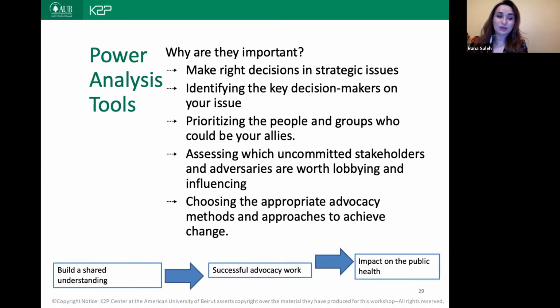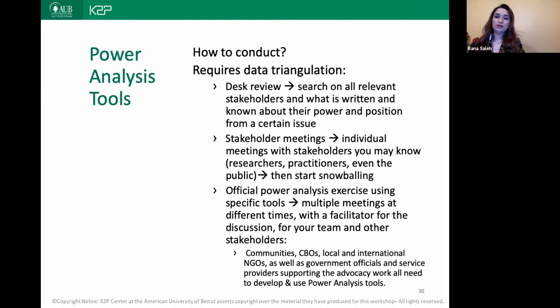And definitely that will build a better understanding, successful advocacy work, and hopefully impact on public health. So how to do it? First of all, you have to do your basic work, which is checking all the evidence available. Check who publishes on this topic a lot in your context, or even in your region, or in other contexts that might be similar to your region. Check who the policymakers are and who the entities at stake in this issue are.